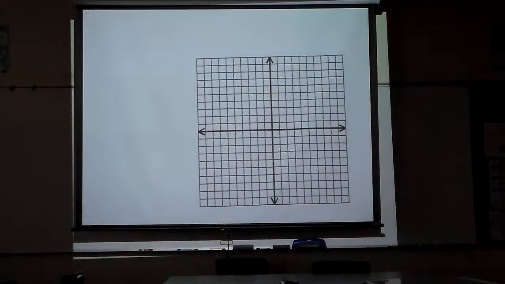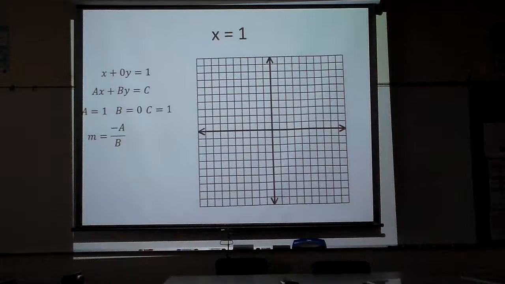Cool. Well, what about an x equals? Okay, well, let's try that. First off, it would be x equals 1, so let's make it x plus 0y equals 1. Do you remember when things are in this form, what we have to do? We have to do what we call ax plus by equals c, where a is 1, b is 0, and c is 1. And then the slope is the negative a over b, which means it would be negative 1 over 0. And that means there's no slope.